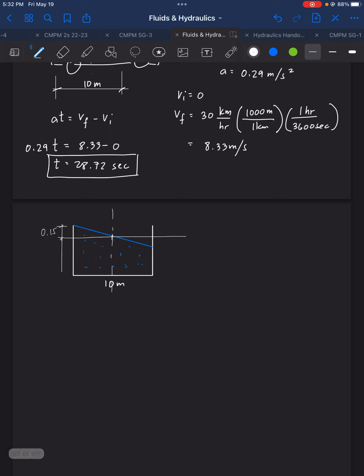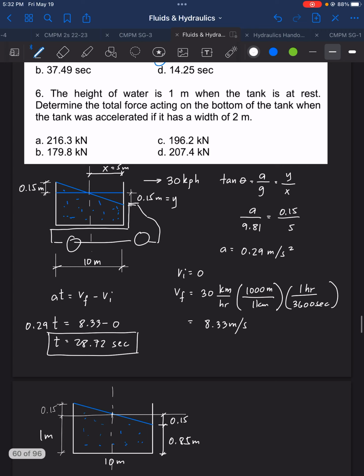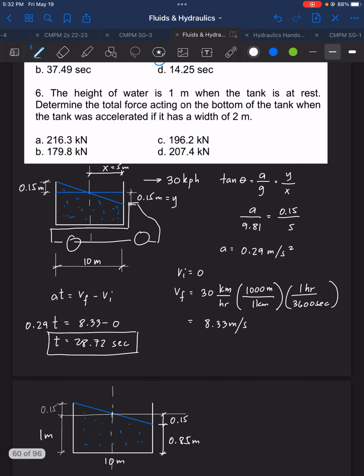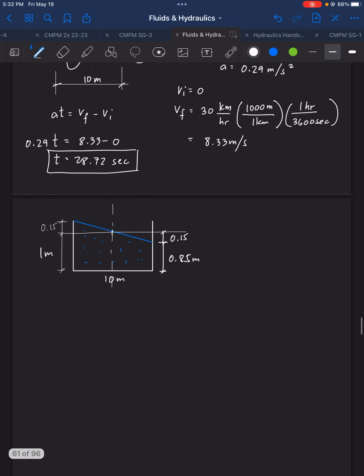Therefore, you can say that this portion here is 1 meter. So if this is 1 meter, if this is 0.15 here, so what is the height here? So that is 1 minus 0.15, that is 0.85 meter. Okay? So we need to find, says here, determine the total force acting on the bottom of the tank. So we need to find the F vertical.